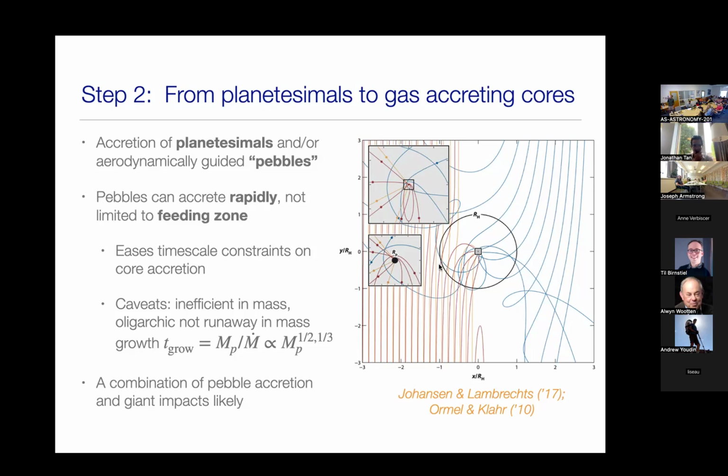These are trajectories of particles of different sizes and different aerodynamic couplings in a review chapter by Anders Johansen and Michiel Lambrechts, building on the original theory developed by Chris Ormel and Klahr. In the blue curves, this is effectively a large planetesimal. This has a very large Stokes number, long stopping time. And what happens with these objects, if their random velocities, eccentricities, are low enough, is they come in on orbits that are nearly circular.